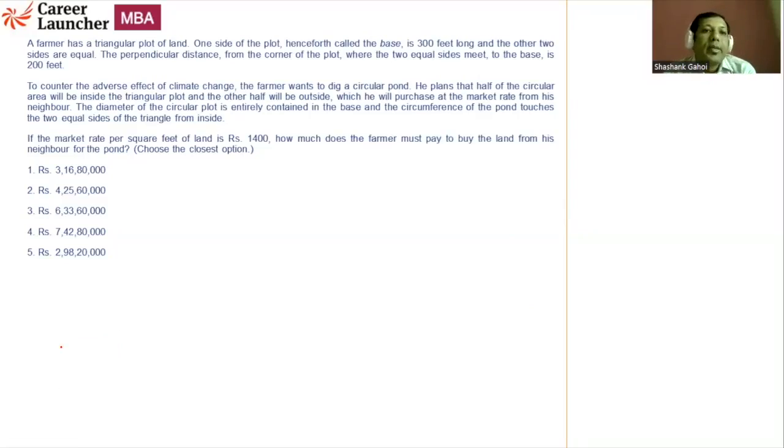Now let's see this question. It says a farmer has a triangular plot of land. One side of the plot, henceforth called the base, is 300 feet long and the other two sides are equal. The perpendicular distance from the corner of the plot where two sides meet to the base is 200 feet. So basically we have a triangle like this. The base is 300. If we draw a perpendicular, the length of the perpendicular is 200.